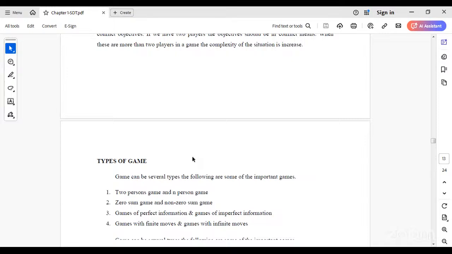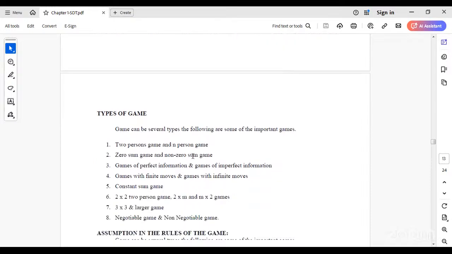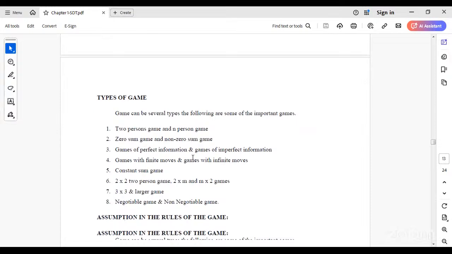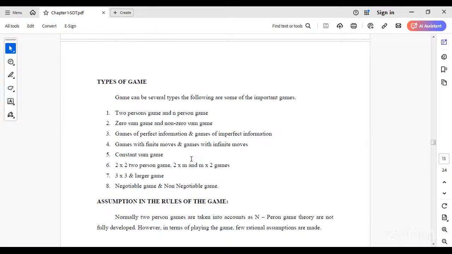games of perfect information and games of imperfect information, games with finite moves and games with infinite moves, constant sum game, two-person game, 2 into m and m into 2 games, 3 into 3 and larger games, negotiable game and non-negotiable game.